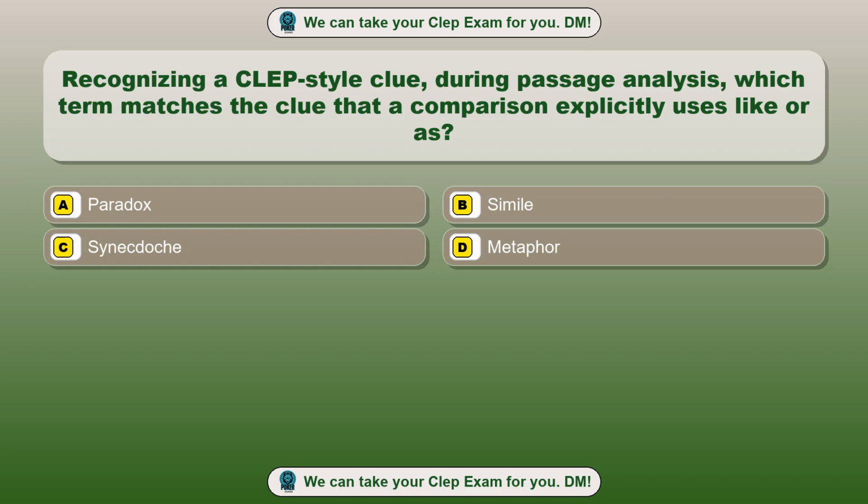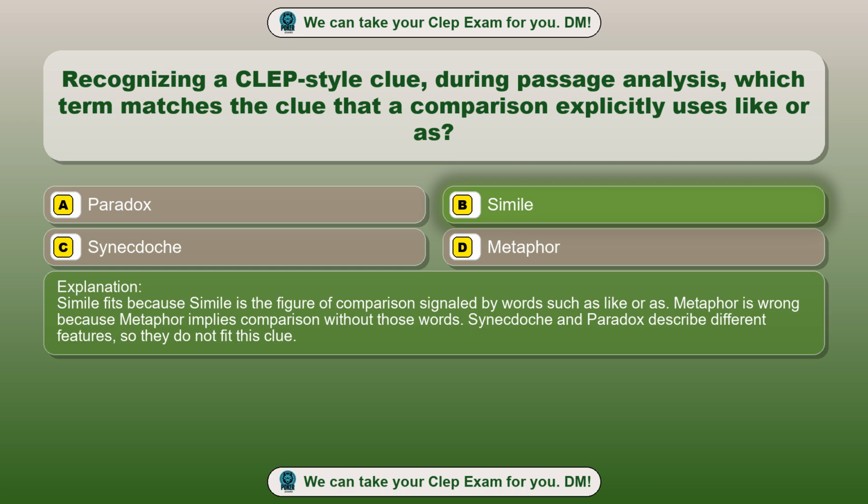Question 39. Recognizing a CLEP-style clue. During passage analysis, which term matches the clue that a comparison explicitly uses like or as? Option A. Paradox. Option B. Simile. Option C. Synecdoche. Option D. Metaphor. The correct answer is option B. Simile. Simile fits because simile is the figure of comparison signaled by words such as like or as. Metaphor is wrong because metaphor implies comparison without those words. Synecdoche and paradox describe different features, so they do not fit this clue.